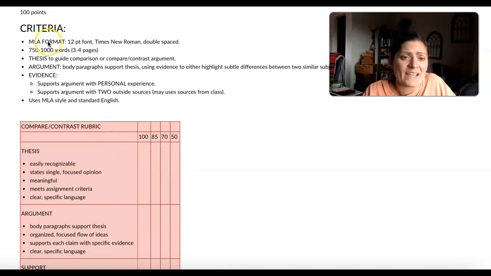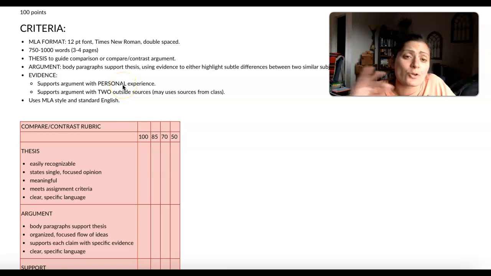The criteria is that this is going to be MLA format. That means 12-point font, Times New Roman, double-spaced. It's 750 to 1,000 words, which is going to come out to about 3 or 4 paragraphs, again, double-spaced. It has a thesis that guides the compare-contrast argument, and it makes an argument. It doesn't just make a statement. And the body paragraphs are supporting that argument using evidence to either highlight subtle differences or unexpected similarities.